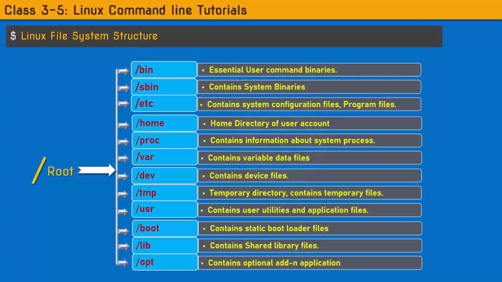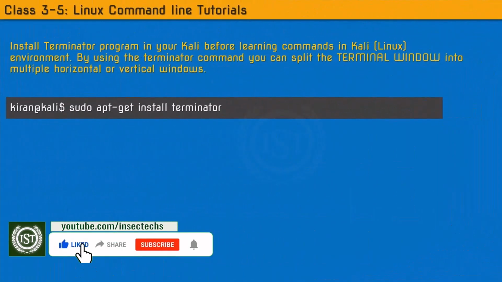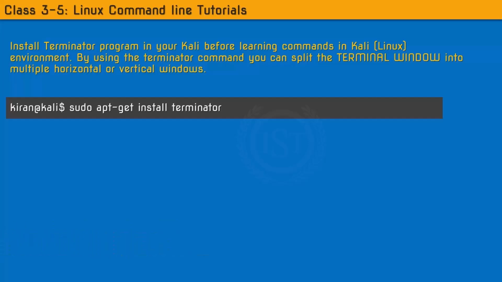Please, guys, check all the folders that are there in the root directory, like we have proc, var, dev, tmp, and so on. So let us start learning Linux commands. Before starting Linux commands, please install a software called Terminator. This application is used to split the terminal window either horizontally or vertically, and you can split the single frame of this window into any number of windows within a single frame. Use the command that you are seeing in this slide, that is sudo apt-get install terminator.